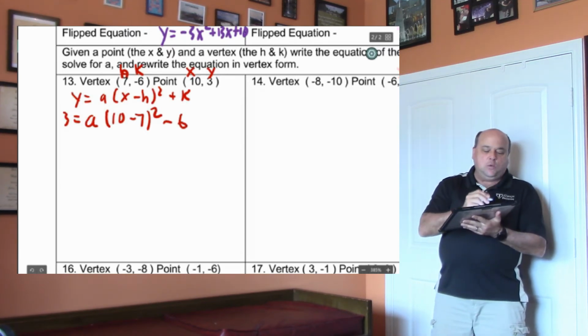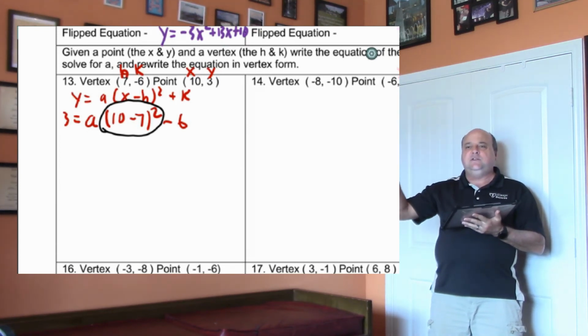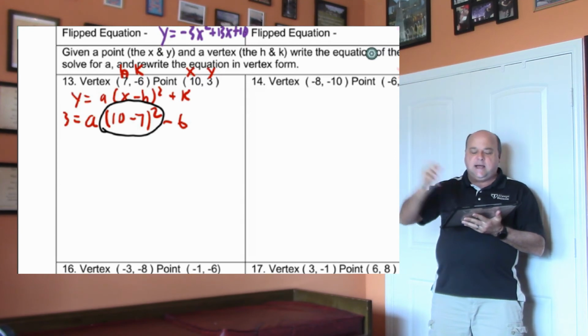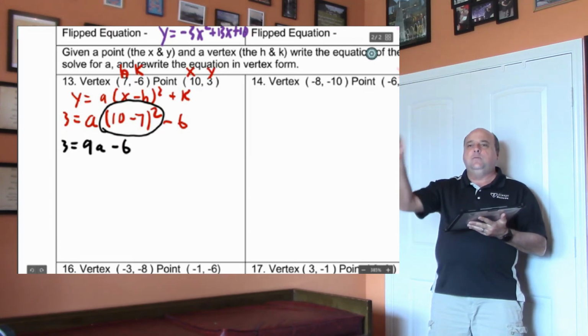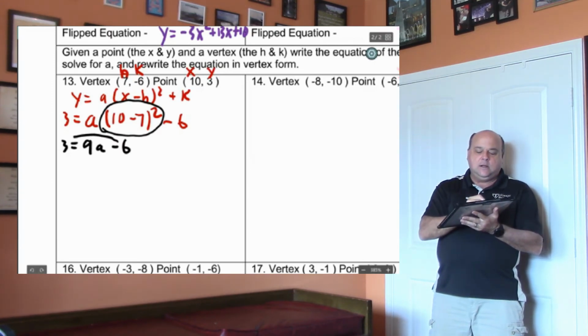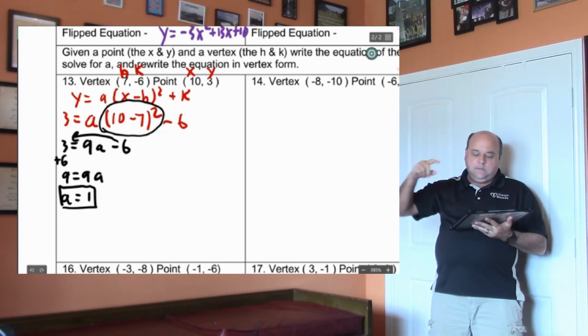The first thing you want to do on this is multiply this and put it in front of the a. So 10 minus 7 is 3. 3 squared is 9. So I'm going to get 3 equals 9a minus 6. Now I'm going to move over this 6 and divide, right? So 9 equals 9a, and my a is going to end up being 1. Okay?